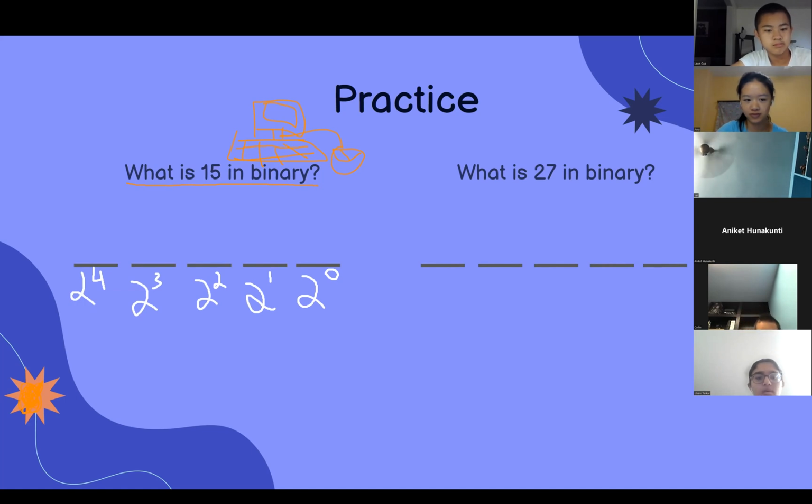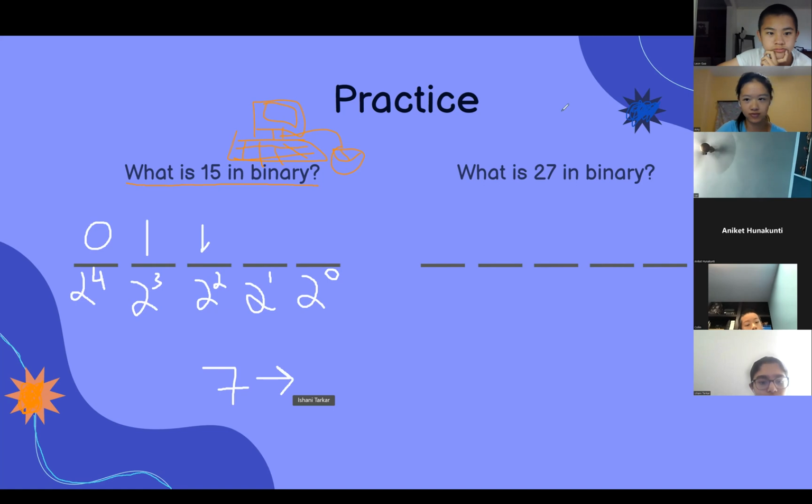So, what's the greatest power of 2 that fits into 15? Right, it's 8, because 2 to the power of 4, which is 16, is greater than 15, so it doesn't fit into 15. So we'll have 1 2 to the power of 3 in 15. After we subtract 8 from 15, we're left with 7. So how many 2 to the power of 2's fit into 7? Good job, it's 1. So 2 to the power of 2 is 4.